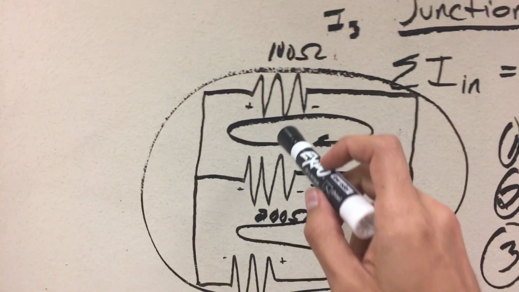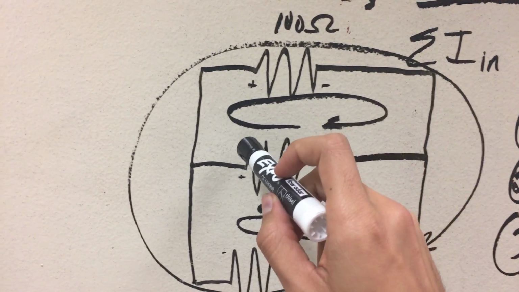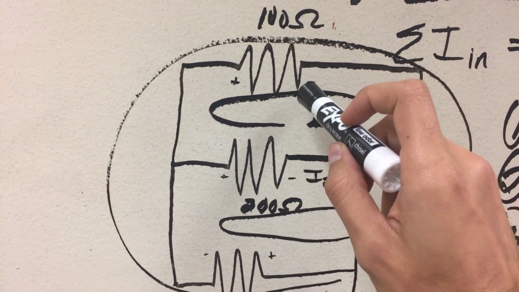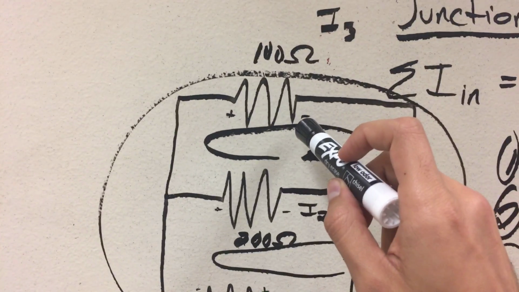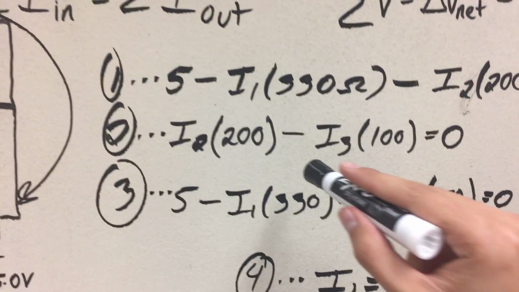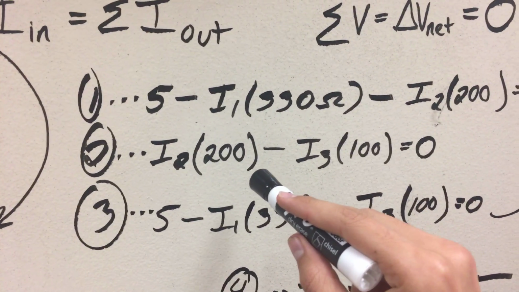And then our second loop is this one, coming around from the negative to the positive side of this resistor, over to the positive and to the negative of this resistor, and this would make it a negative. So we get I2 times 200 minus I3 times 100.